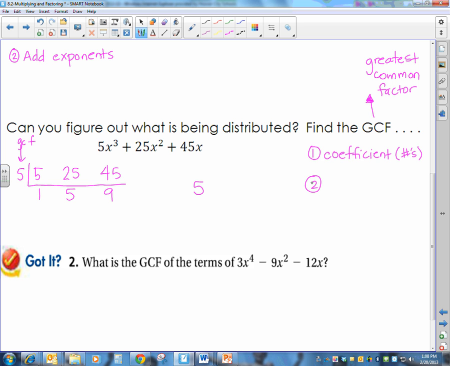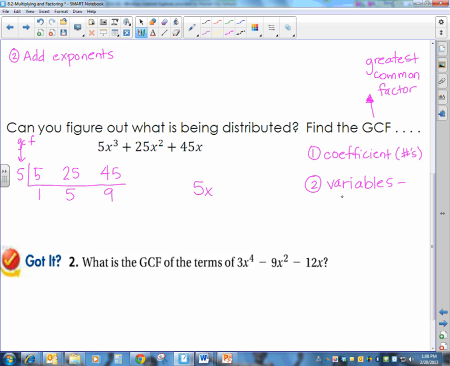After you take care of your coefficients, you have to go look at the variables. And you're looking for what variable is in every term. Remember, the terms are separated by the plus sign or the minus sign. All right, do I have a variable in each one? I do. And so I'm going to have an x.